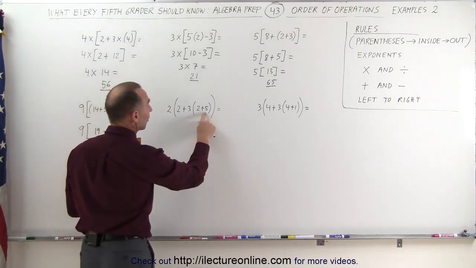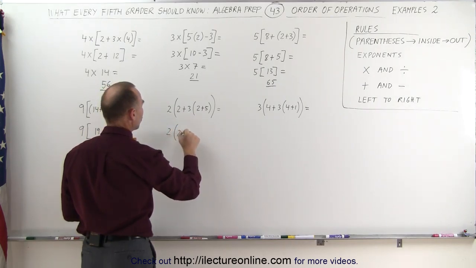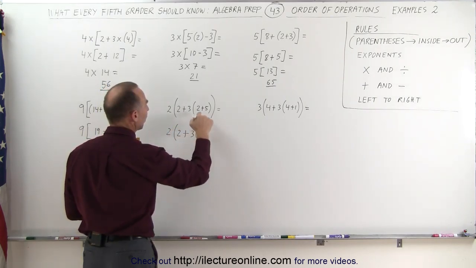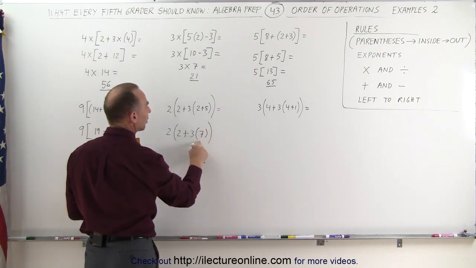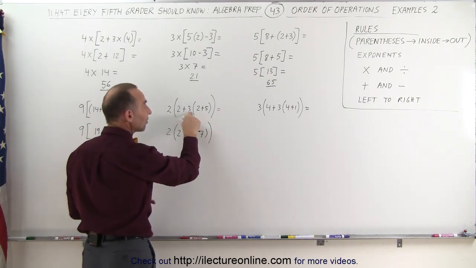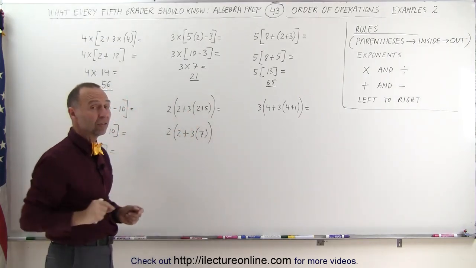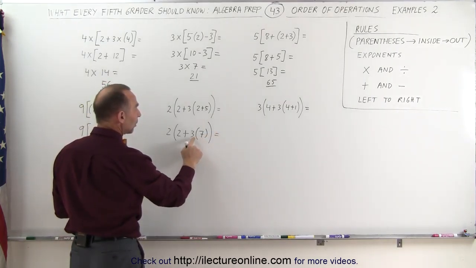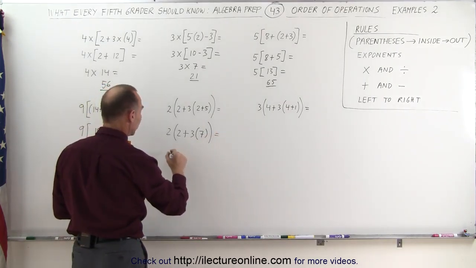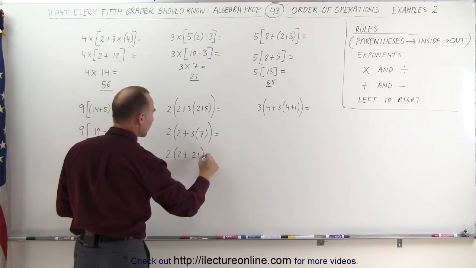We first want to work out what's inside the parentheses. This gives us 2 times 2 plus 3 times 2 plus 5 is 7. Notice how I did not get rid of the parentheses because I was multiplying this times the 3, so I must have that parentheses there, or I must put a multiplication symbol, either one. Now I can get rid of this by multiplying 3 times 7, which is 21. 2 times 2 plus 3 times 7 is 21.